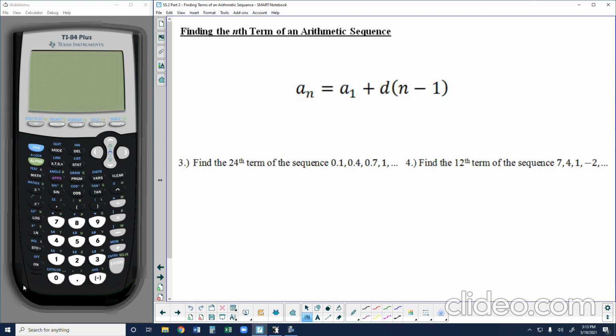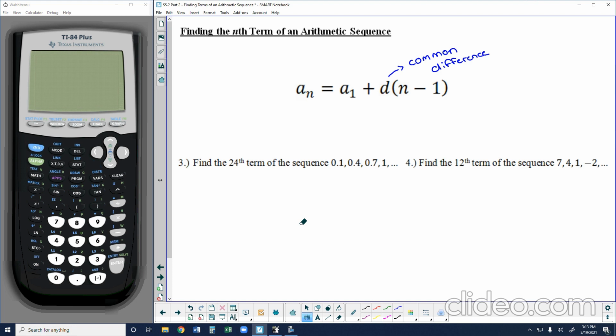So this formula would be a sub n, the nth term, equal to the first term a sub 1 plus d, where d is the common difference, times the quantity n minus 1. So n would be the numbered term. If we're looking for the third term, we would take the first term and add the difference times 3 minus 1. So in problem 3, let's take a look at an example here.